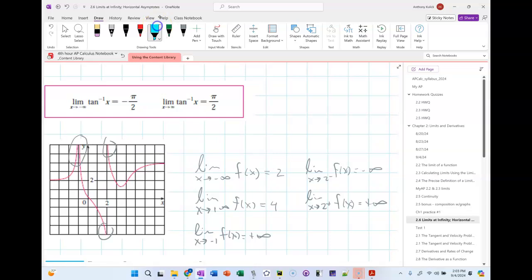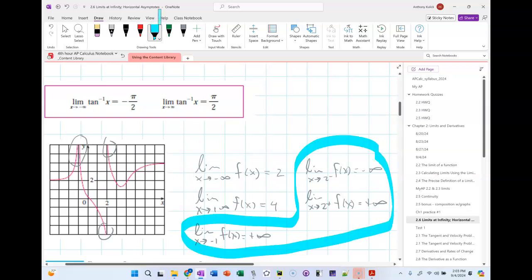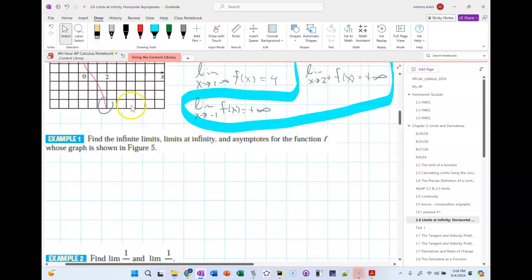Remember that if you have a limit that's going to either positive or negative infinity, that means it's also a vertical asymptote, right? That was our definition from section 3, I think.